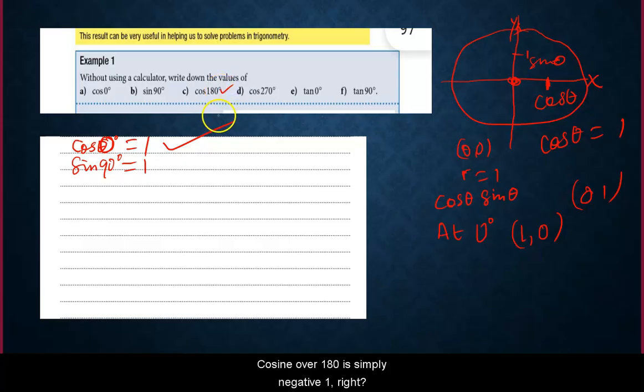Cosine of 180 is simply negative 1, right? Negative 1, because the point is now going to be (negative 1, 0), right? This is 90, 180, so it is negative 1 here. Negative 1, 0.